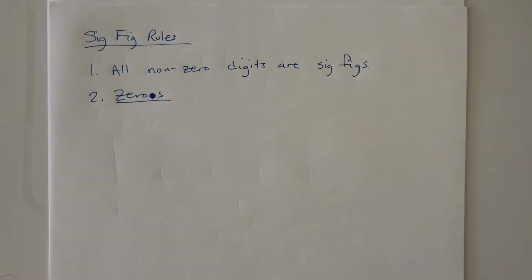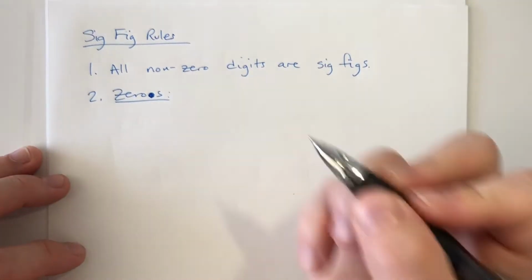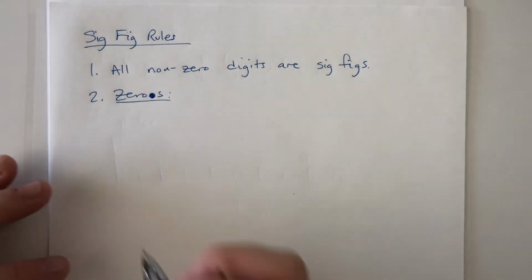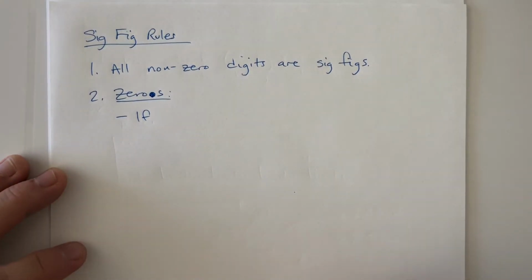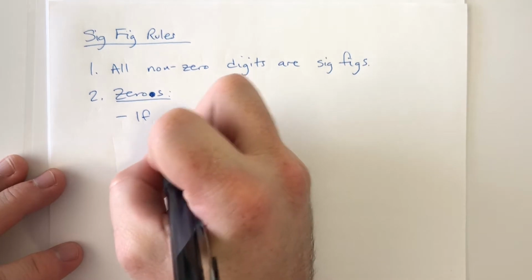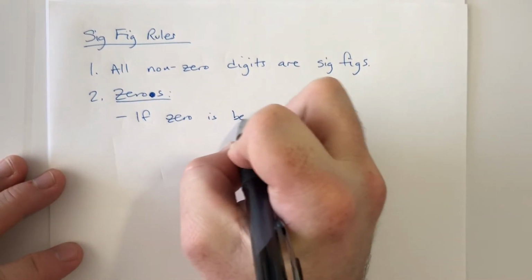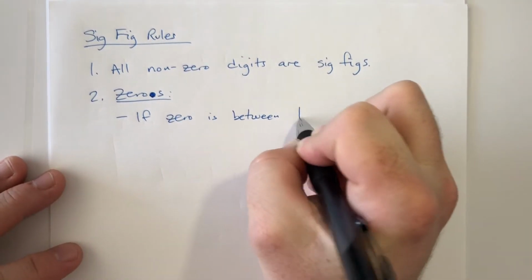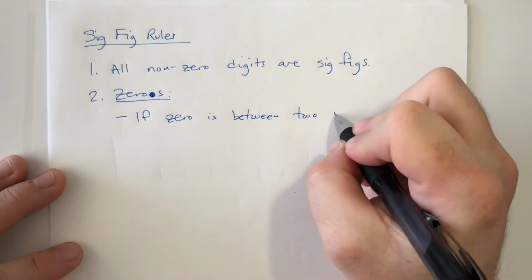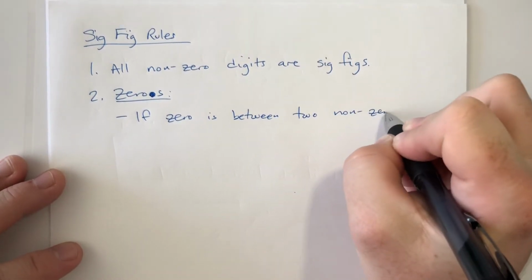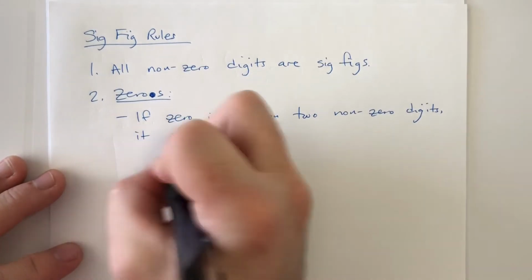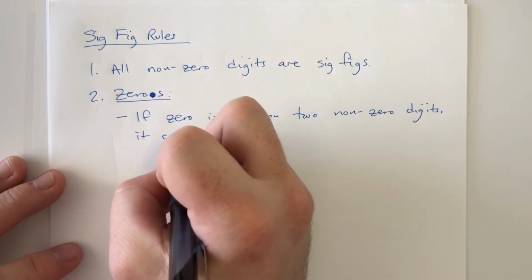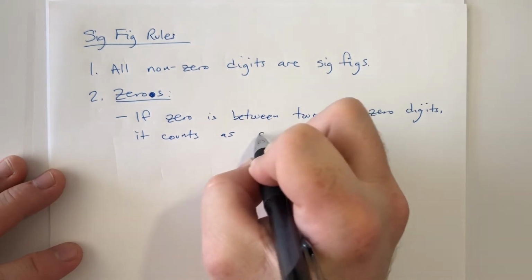Zeros. Okay, so with zeros, it kind of depends. It's a lot of if-then statements. So if the 0 is between two non-zero digits, then it counts as a sig fig.